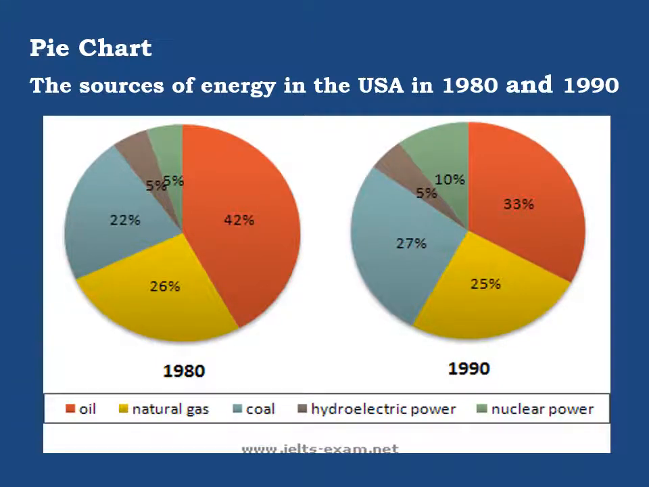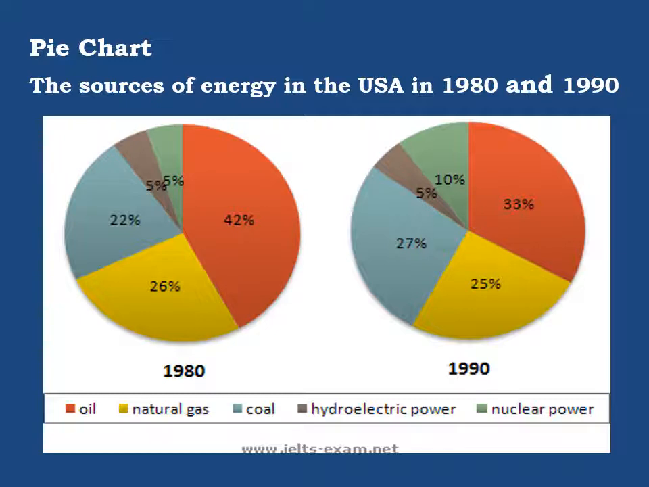We have these two pie charts, and when we first discussed how to write a description of a chart or a graph in general, we said that we have to look at certain elements. The elements we talked about include the title, the years, if there are years, percentages, and then we have a key. If you look at the instructions on top, the instructions here form the title. So the title is what? The sources of energy in the USA in 1980 and 1990.